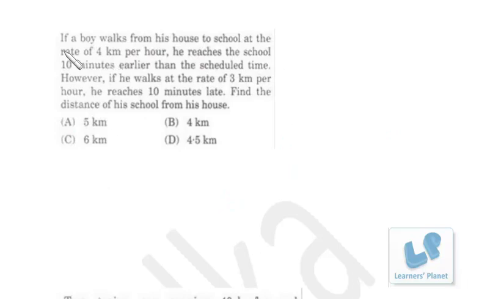Now this question. A boy walks from his house to school at the rate of 4 km per hour. He reaches the school 10 minutes earlier than the scheduled time. However, if he walks at the rate of 3 km per hour, he reaches 10 minutes late. Find the distance of the school from his house. Now what I assume the distance is x kilometer. Right? Now if for x kilometer he is walking at the rate of 4 km per hour, he will take this much time. Right? Now the same distance if he is walking at the rate of 3 km per hour, he will take this much time.